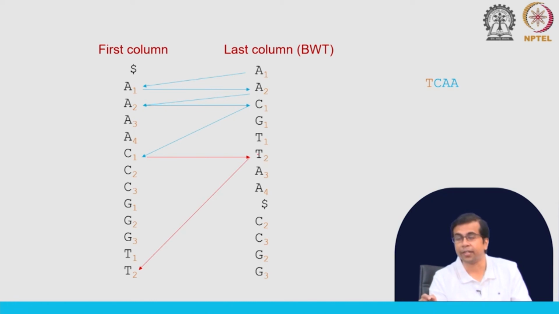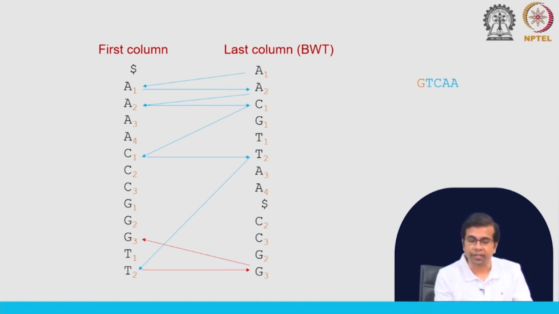This T occurs before this C, so we have added this T to the reference sequence that we are building, right. And for this T, we can see this G will be before this T, and we have added G now to the reference sequence. Then we again use the last-first mapping here, right. So, this G3 corresponds to this G3 here. And we can continue this process.